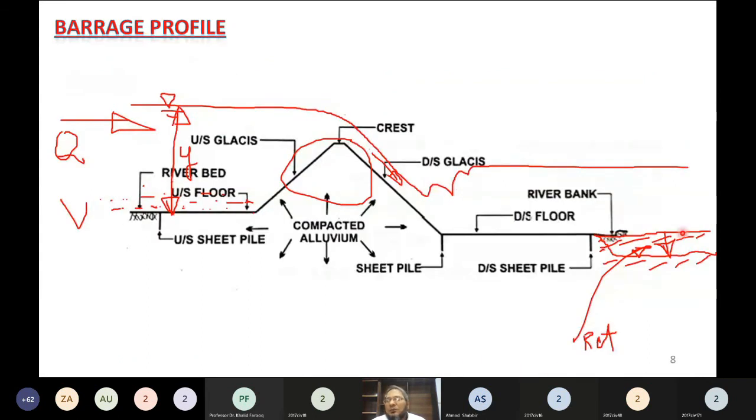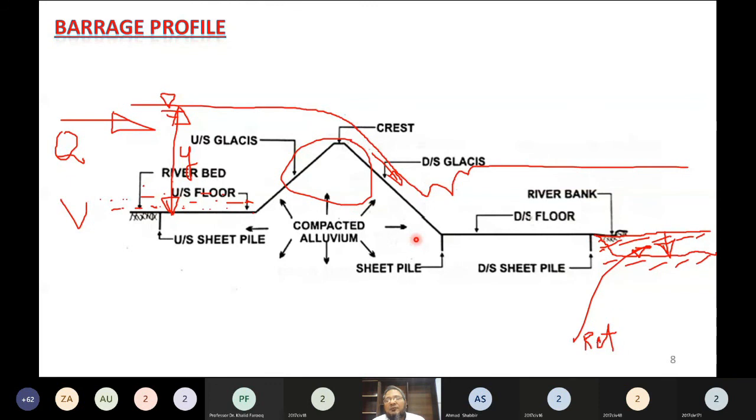So this is the normal riverbed level, and this is the retrogressed riverbed level. Why is the retrogressed riverbed level more important for designing of the barrage? Why? What we want is that the hydraulic jump should form on the downstream glacis, which is this one.